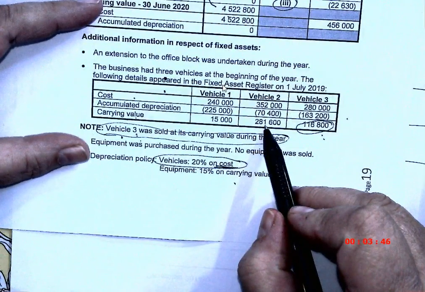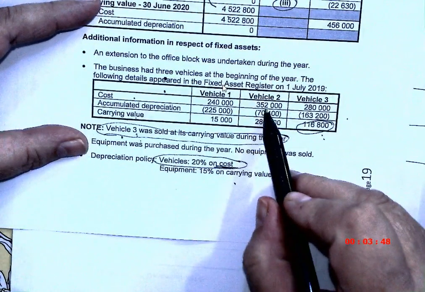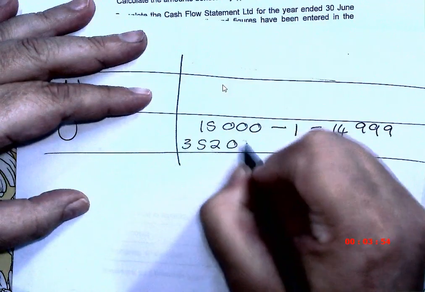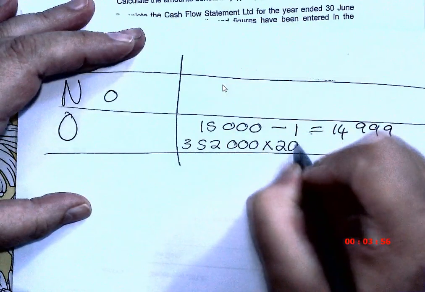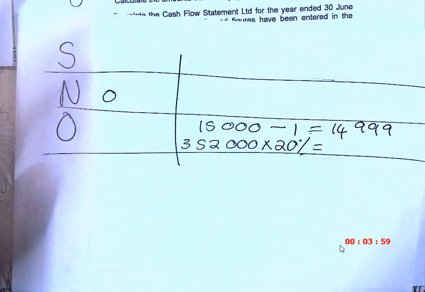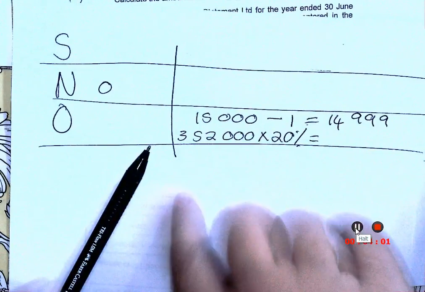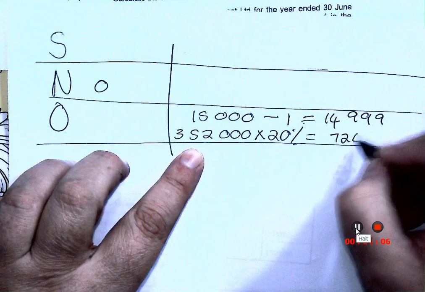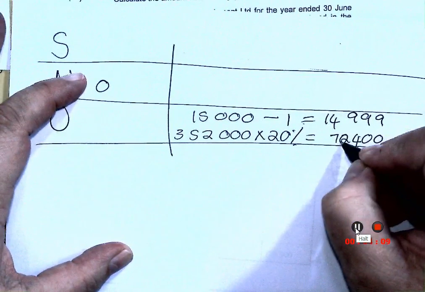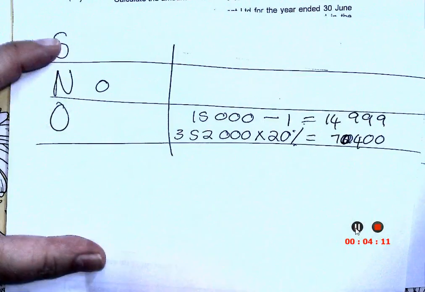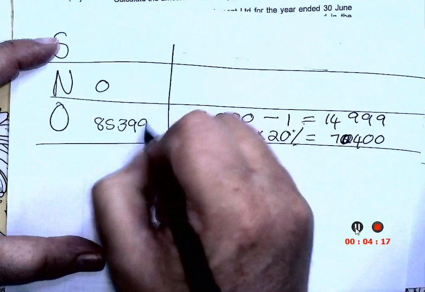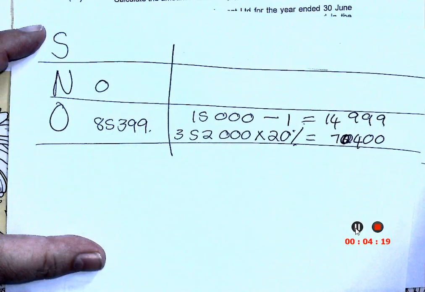The other old one, I see, oh no, this one is very big. There's no way. Next, so let's go calculate this one. It's 352,000 times 20%, and that gives me, okay, so what is this 20%? 70. Okay, so if I add it, it gives me 85,399. Is that right? So can you see I'm still just shortcutting the sold one.